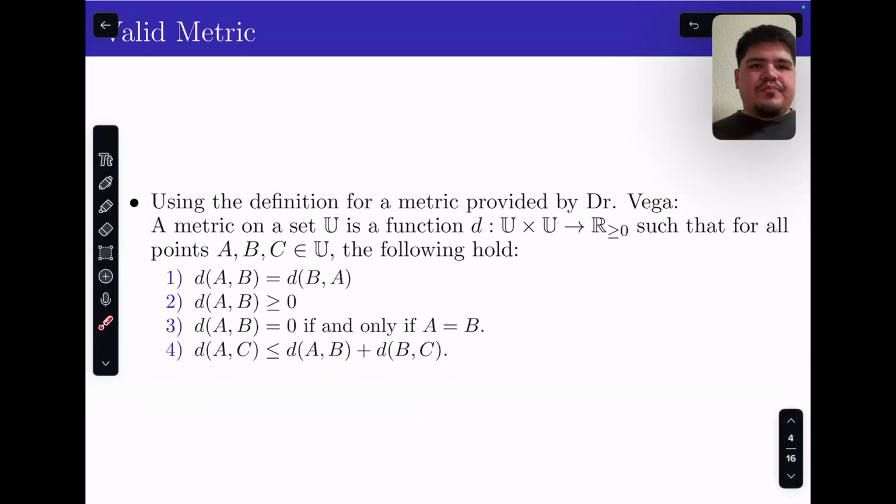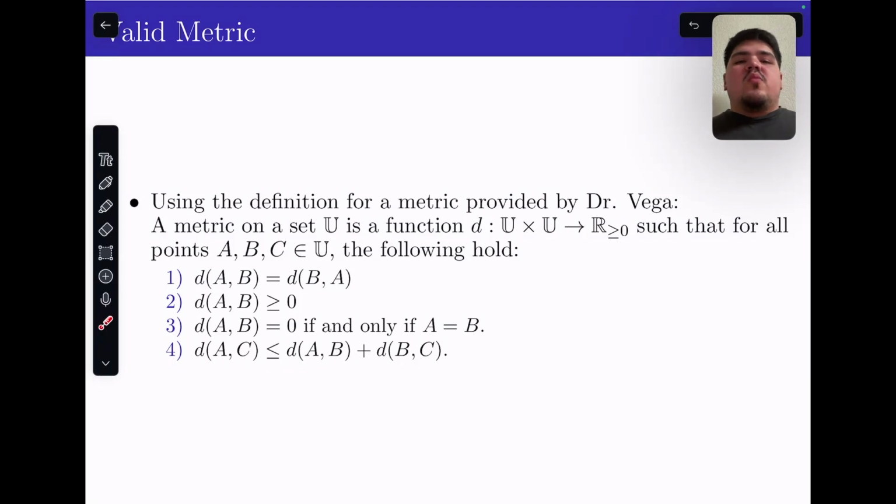Now we want to show that this is actually a valid metric, because any of us could just place a restriction on Euclidean geometry and say that we created a new geometry. However, it has to be a valid metric. So we're going to use the definition that we've been using the whole semester, the one that's provided by Dr. Vega.